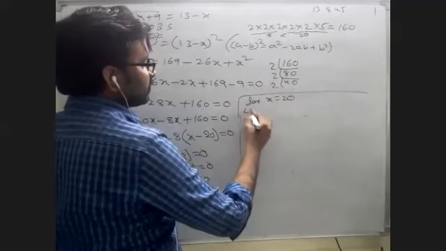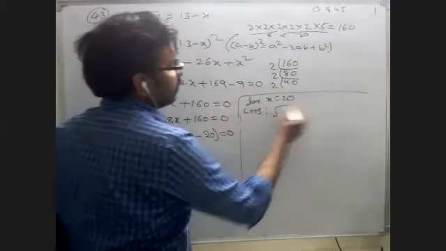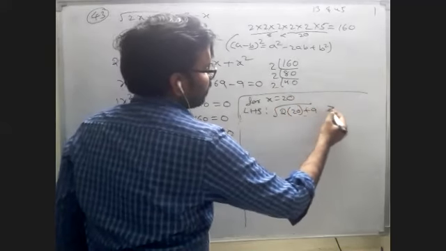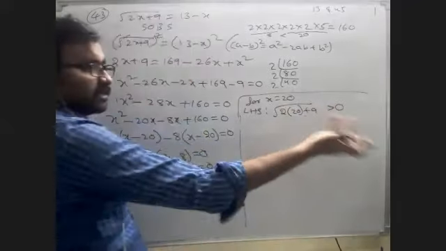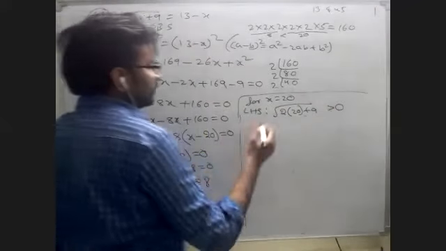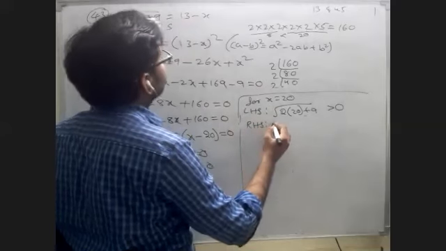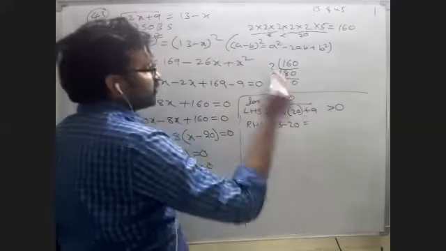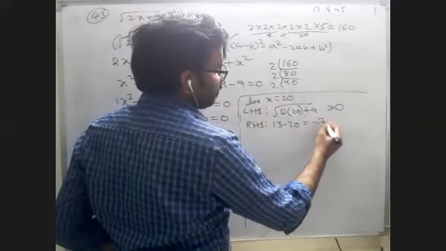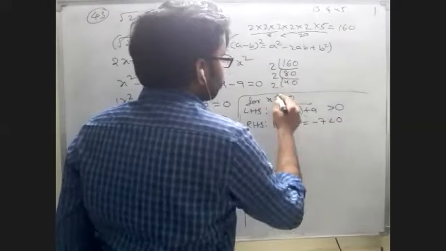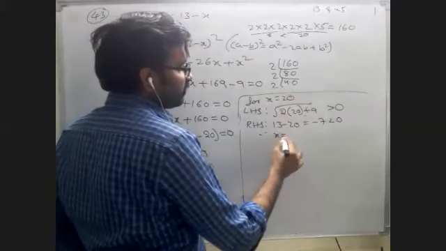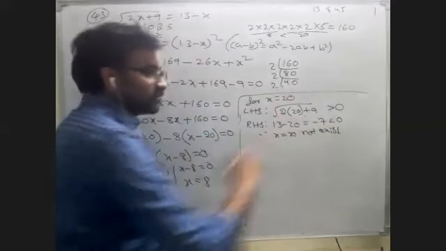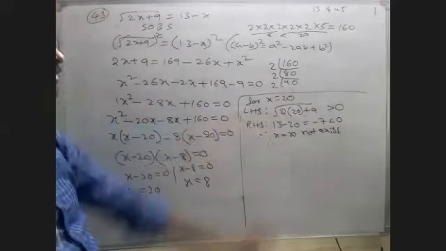So that is the LHS. Root over 2 into x means 20 plus 9, which is clearly greater than 0. Why? Because all are positive. Next, go for right side, RHS. For same 20, that is 13 minus 20, which is less than 0, minus 7, which is less than 0. So this root, no, therefore x is equal to 20 does not exist. Why? Because here also we should get greater than or equal to 0.